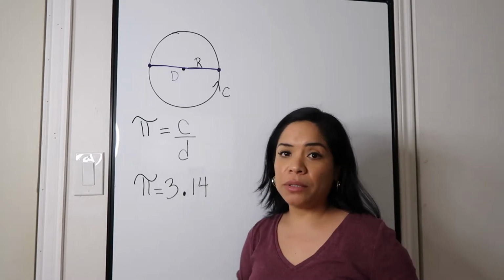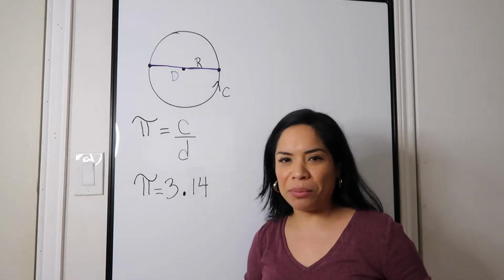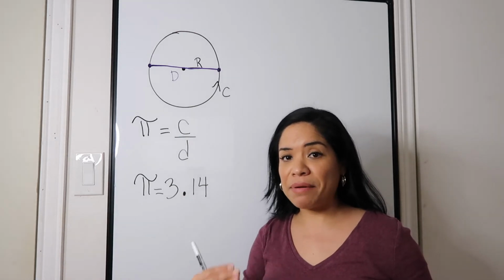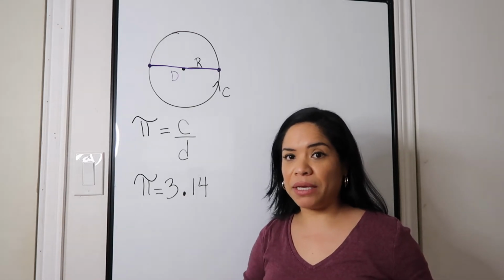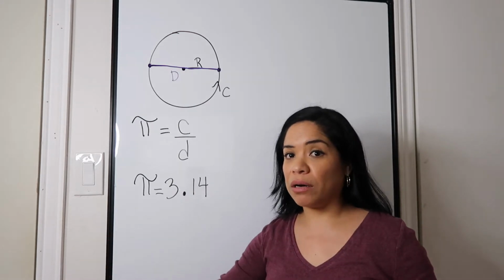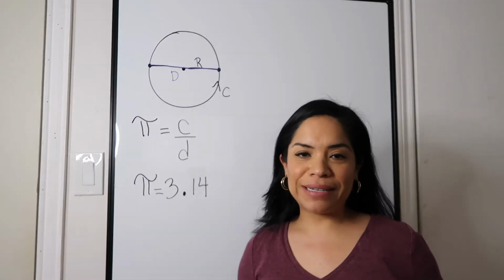Pi is irrational. It's an irrational number, meaning it's a number that continues forever. It doesn't have a pattern. It doesn't repeat, and it doesn't terminate. It just goes on and on and on. Now let's look at an example.